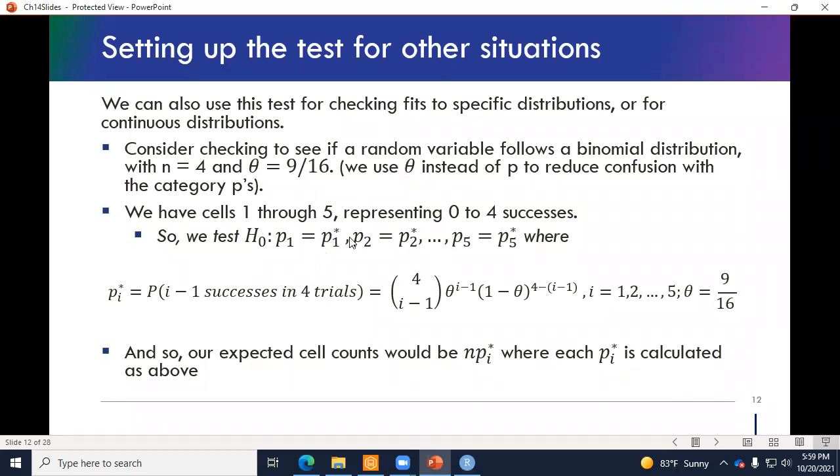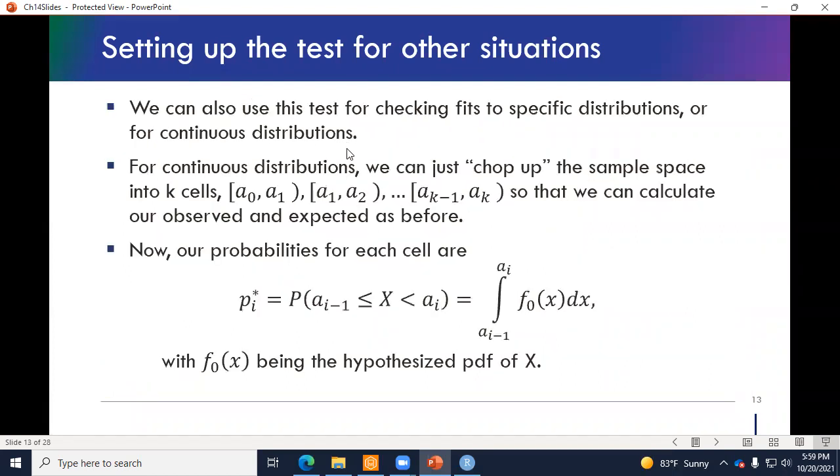So in order to get this pi star, we would use this PDF for the binomial distribution. So you get your p1 star up to p5 star. Once you get the pi star, you can calculate the expected cell counts like this: n times pi star. Well, this is for using the chi-square in a different scenario.